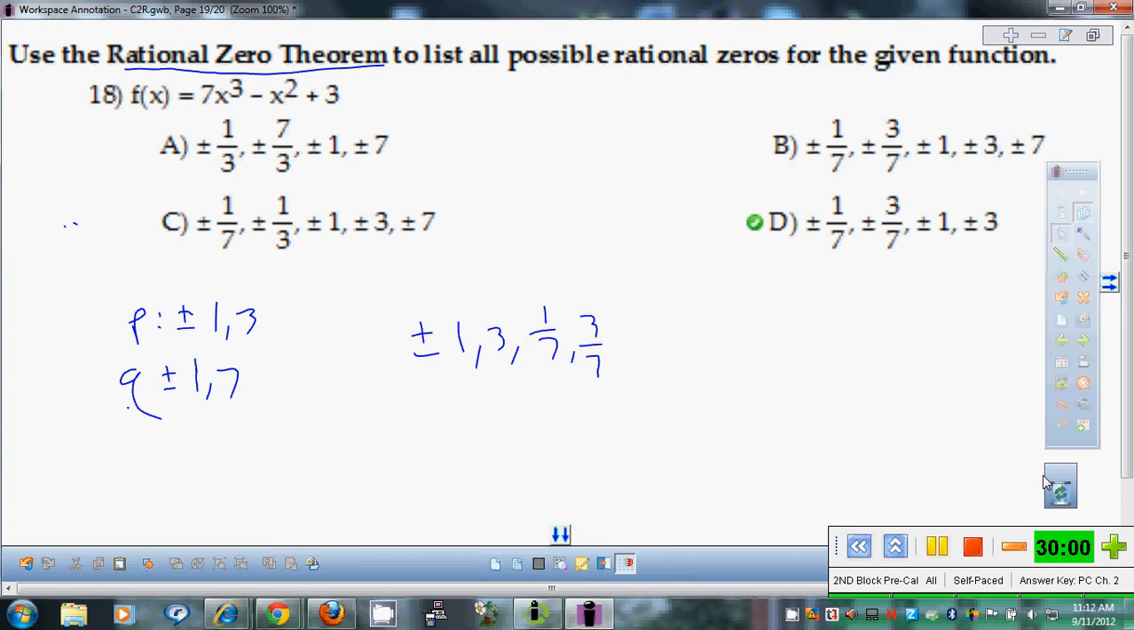So all you do is list them and look at all possible combinations. 1 over 1, 3 over 1, 1 over 7, and 3 over 7. Positive and negative of both. That's all that was. Because these are all the factors of 3 and all the factors of 7. Nothing in the middle matters. Just the first term for the Q and the last term for the P. P's on top, Q's on the bottom.